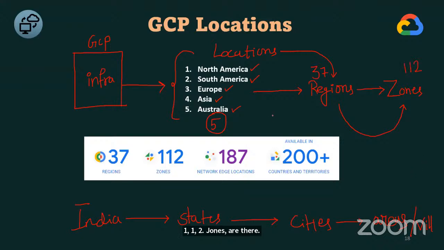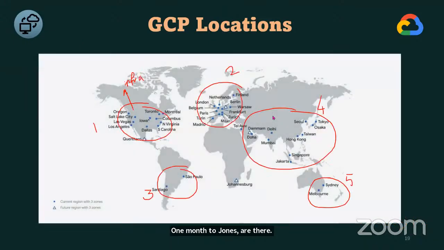112 zones are there. So you can also see it here on the world map. Whatever you are seeing, every circle is a location here. So this is North America, this is South America, this is Europe, this is Asia, this is Australia. Total 5 locations. The blue dots that you are seeing here, I am calling them regions. Okay, the blue dots you are seeing, right? Those blue dots are the regions. The bigger circles are the locations. Location 1, location 2, 3, 4, 5. So the blue dots are the regions.